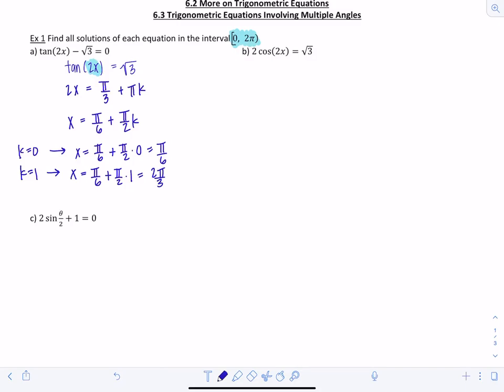That's still within 0 to 2 pi. If k is equal to 2, then x is equal to pi over 6 plus pi over 2 times 2, so that's plus pi, so this would be 7 pi over 6. Is that still within the interval from 0 to 2 pi? You bet. And then let's see, if k is equal to 3, then that means x is equal to pi over 6 plus 3 pi over 2, which is 9 pi over 6, plus pi over 6, that's 10 pi over 6, so that's 5 pi over 3.